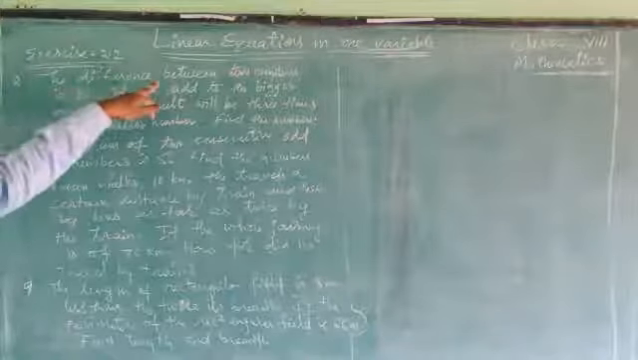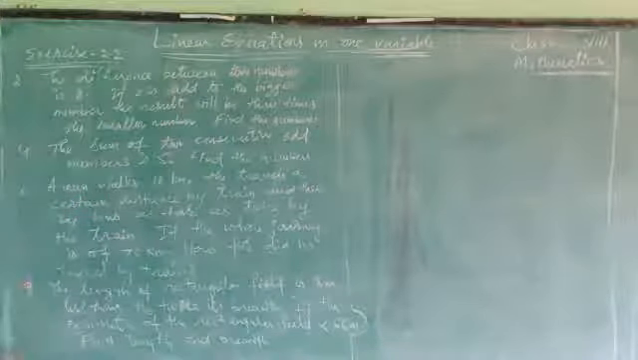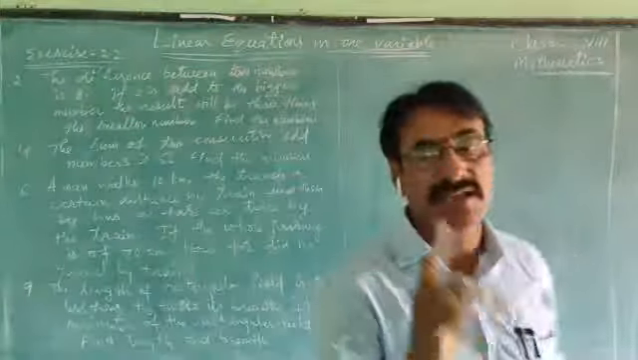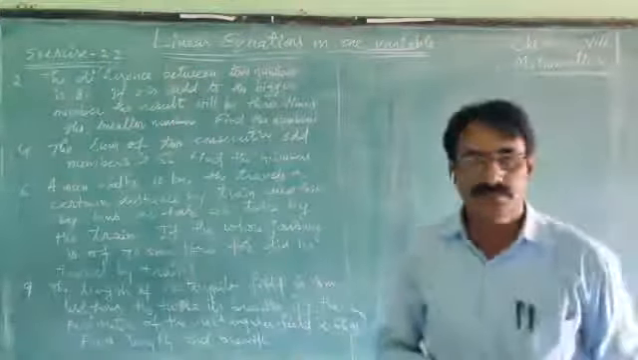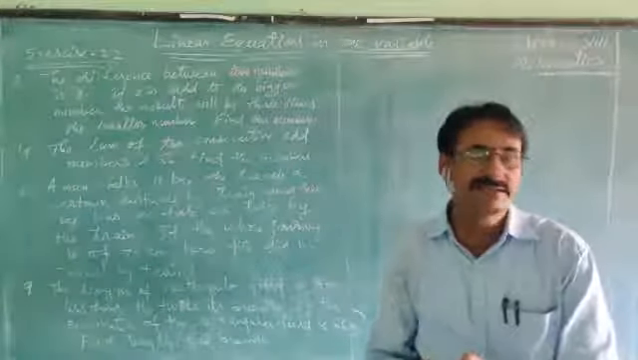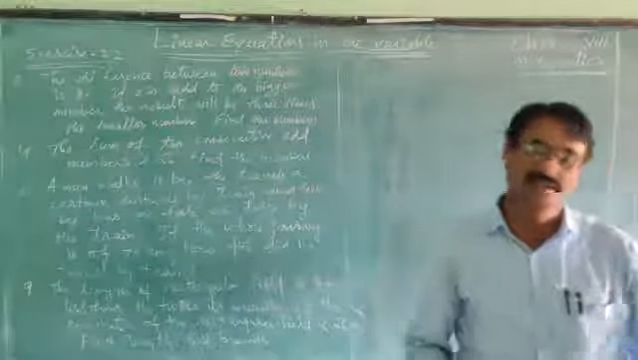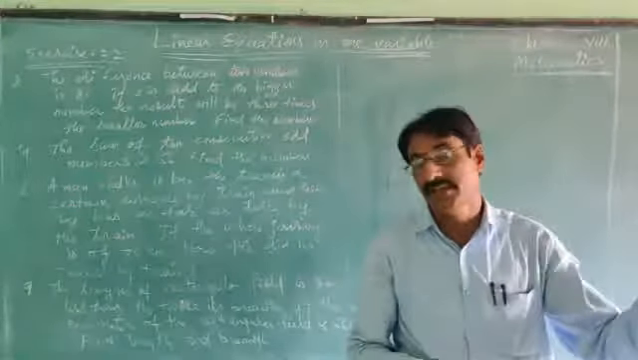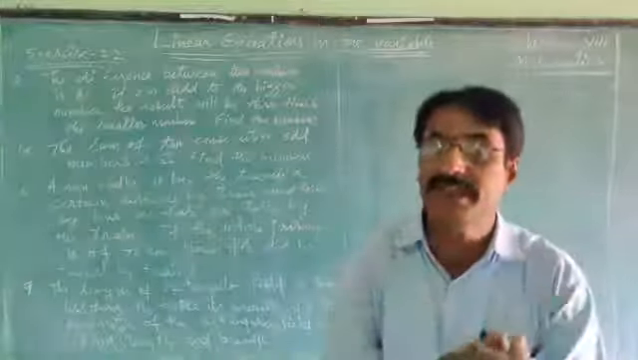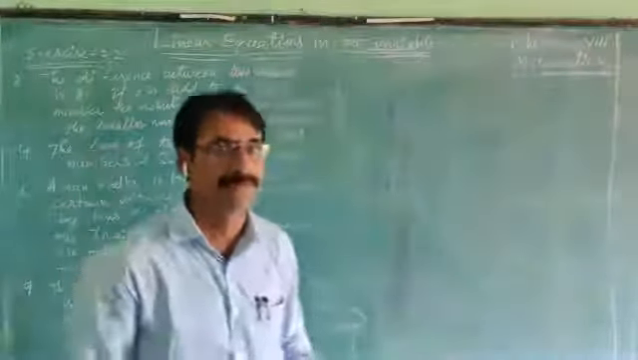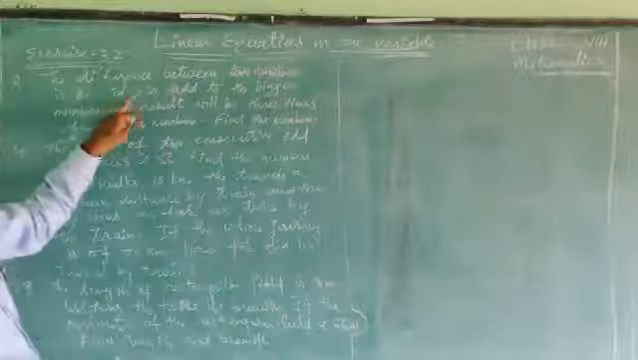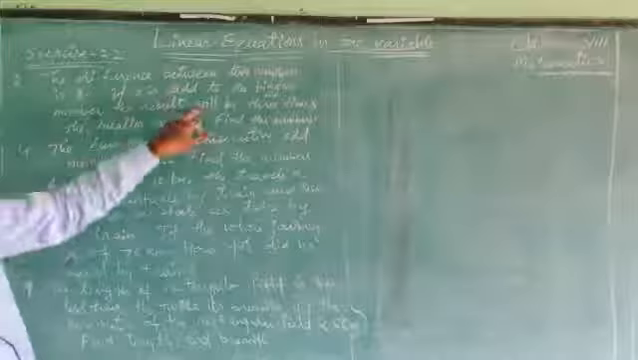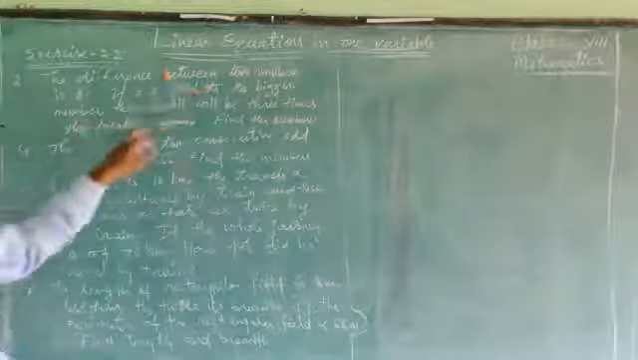The difference between two numbers is 8. That means one number is 8 more than the other number. If one number is 8 more than the other number, then the difference between those two numbers is 8. Next, if 2 is added to the bigger number, the result will be 3 times the smaller number.